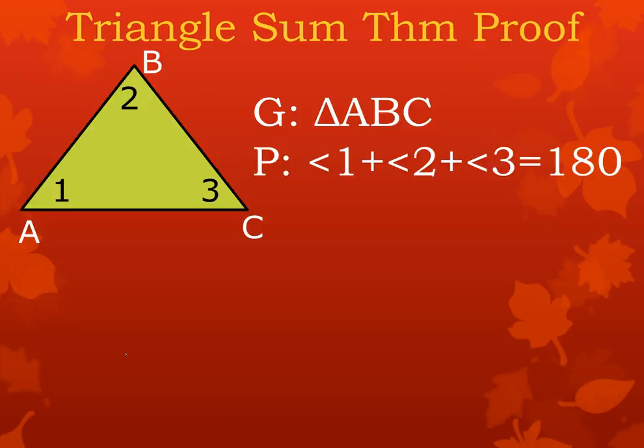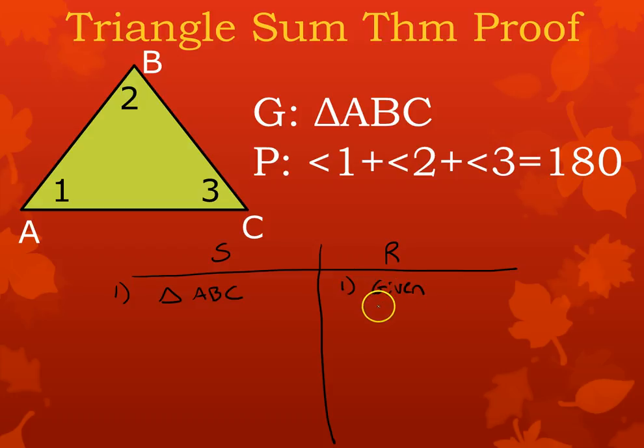problems. So the proof. We are given triangle ABC, and we want to prove why angles 1, 2, and 3, the three angles of the triangle, have to add to 180 degrees. So we'll start with our two-column proof, where our first statement is given, triangle ABC. That's what's given to us.